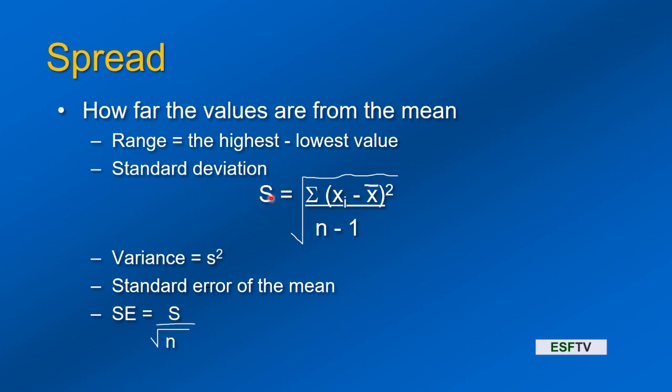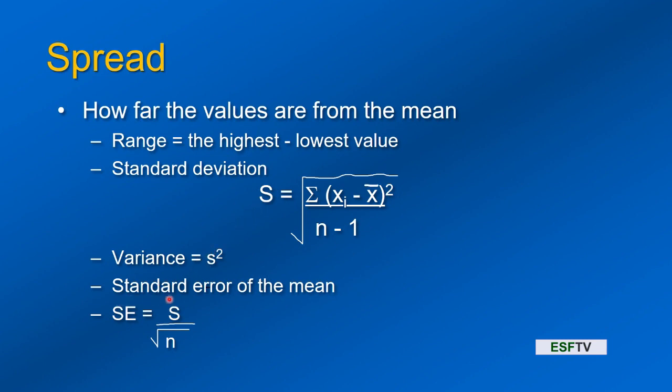S, the standard deviation, equals the sum of all the data points minus the mean. So there's that separation: how far away is the data point from the mean? And then you take all of those and square them. Then you take the sum of that number and divide it by your number of samples in the study, n, minus 1. And I'm not going to get into why that minus 1 crops up. And then you take the square root. That gives you s, the standard deviation. The variance is just s squared.